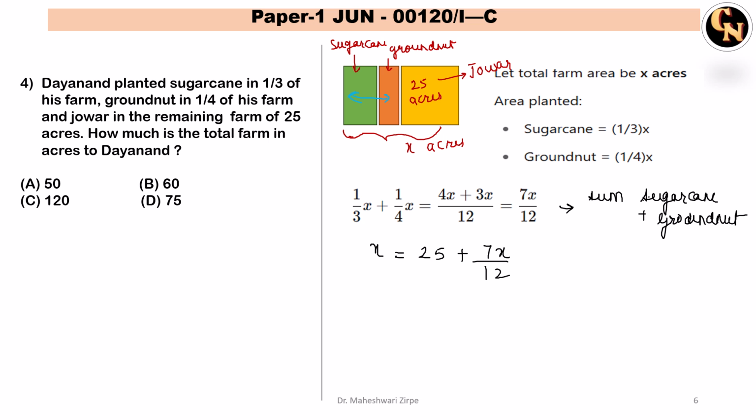Whereas the total will be with that jowar, which is 25 acres, they are already given us. So x, that is total acre, should be 25 plus the area of sugarcane and groundnut. So let us solve this. It is very simple. What you are going to do is, you are going to solve this simply.